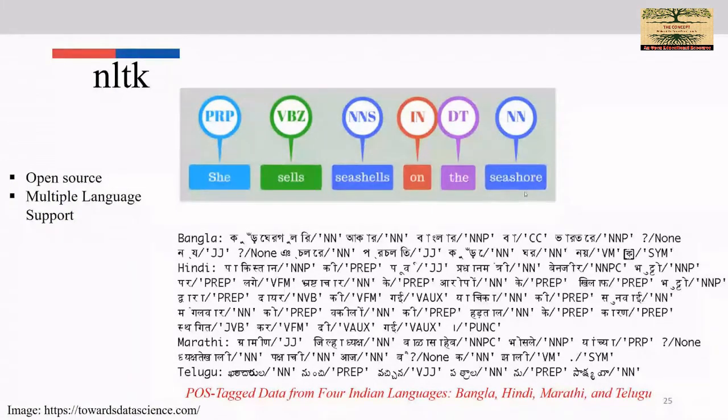You can see that this figure shows parts of speech tagged data from 4 Indian languages: Bengali, Hindi, Marathi, and Telugu. So the advantage is that this is also open source and we have multiple language support. Those people who are interested in NLP research can easily use the NLTK toolkit.